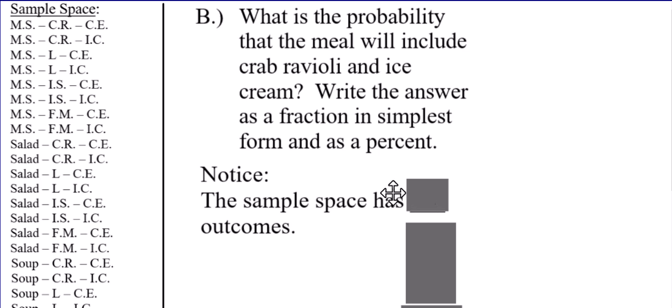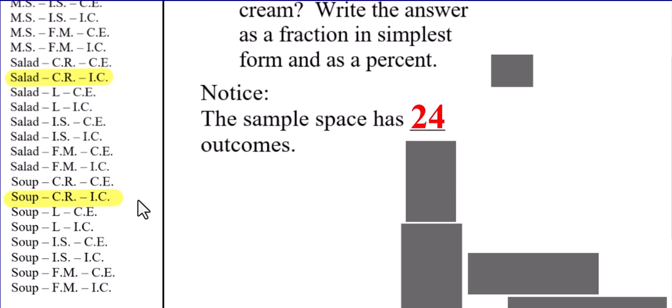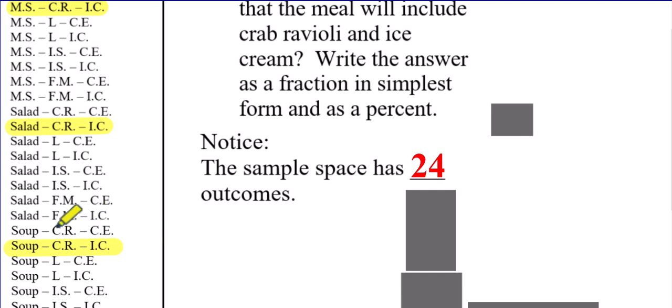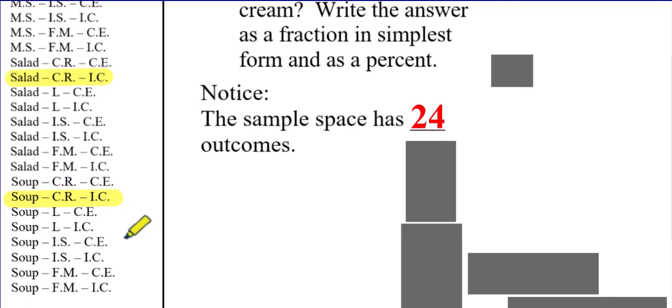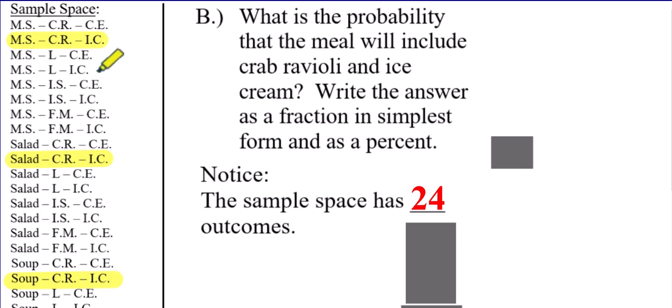So as we already said, if you counted the number of outcomes, boom, there were 24 outcomes. But we are looking to find the probability that the meal is going to include crab ravioli and ice cream. So let me get my highlighter. You can go ahead and get out your pencil and circle. Oh, this one had crab ravioli and ice cream. This one also had crab ravioli and ice cream. And so did this one. I believe that's it. There are other choices that have crab ravioli. There's plenty of choices that have ice cream. But only those 3 have both crab ravioli and ice cream.